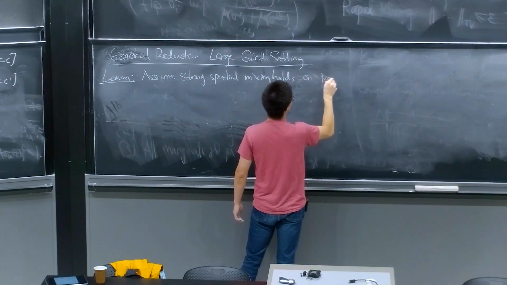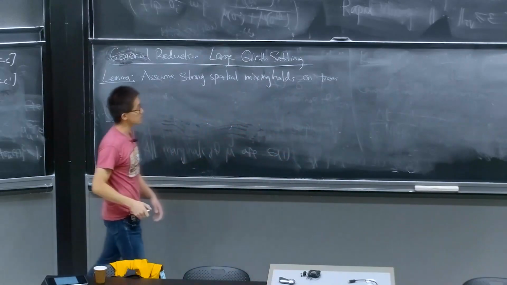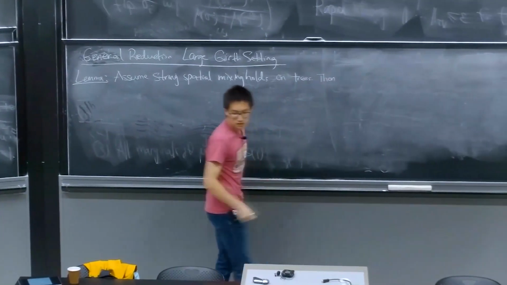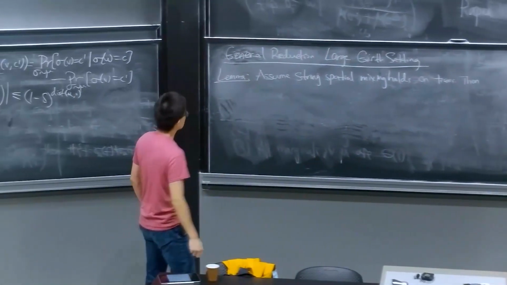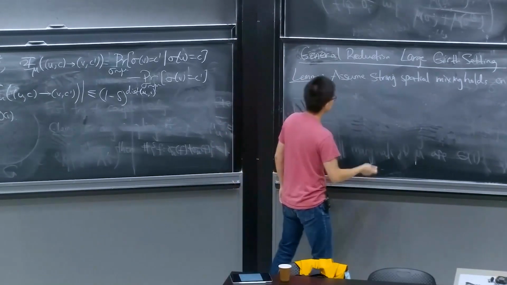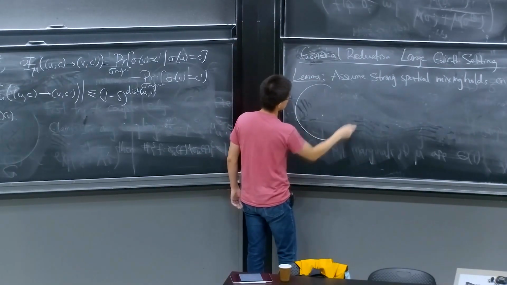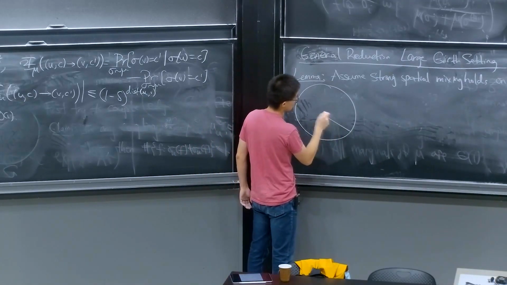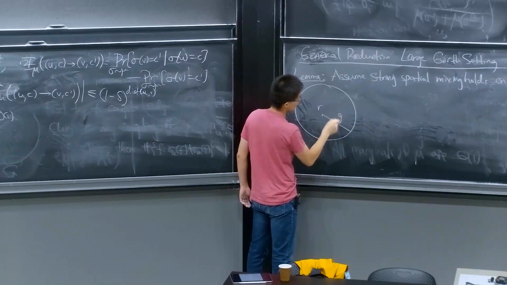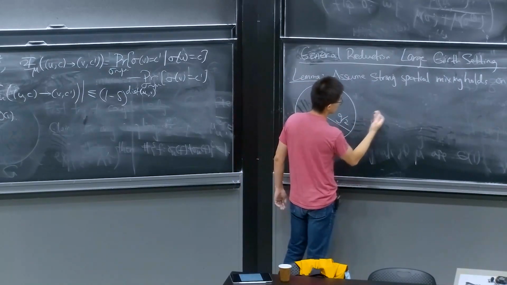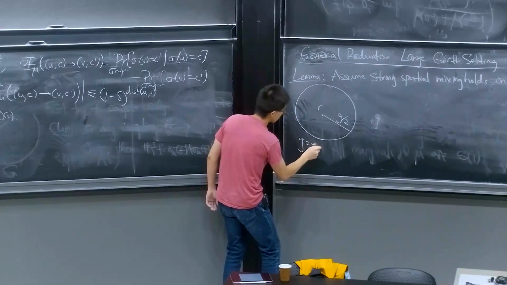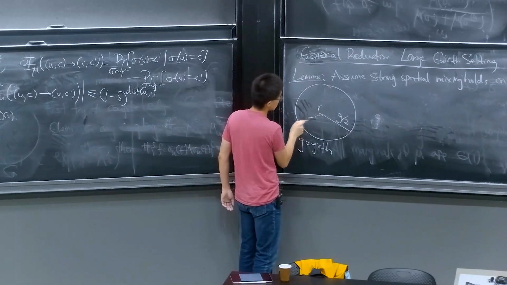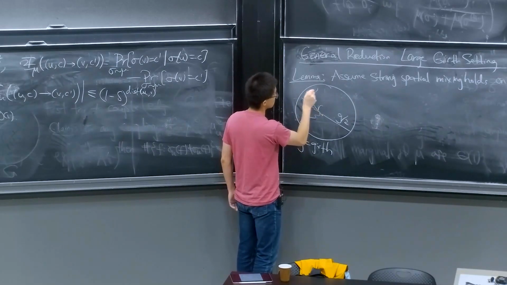Trees. So I'm assuming strong spatial mixing holds only on trees. Then, here's the picture. Now I have a general graph, but I assume it's large girth. So let's say this is vertex R. This is radius g over 2, where g is the girth of the graph. If I only look at this radius, then basically this ball looks like a tree.